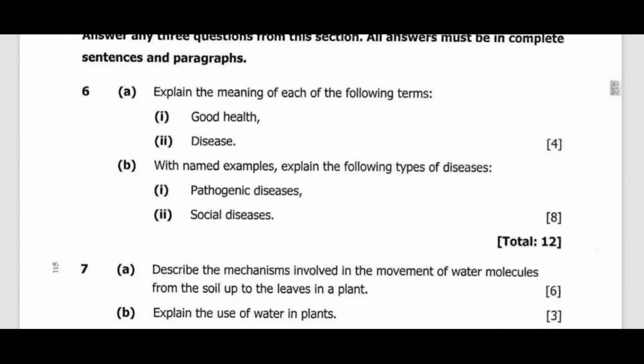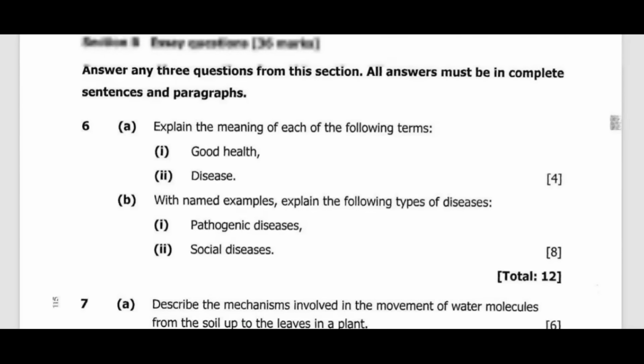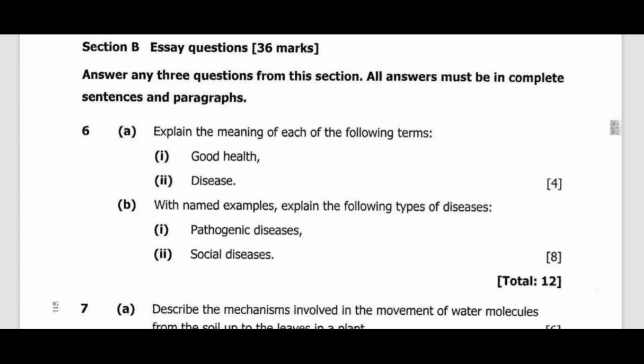Okay, so now let's move on to question 6. So under section B, I just want us to have some discussion. So we'll discuss some of these, then you can put them into paragraphs. So answer any 3 questions from this section. All answers must be in complete sentences and paragraphs. Okay, so let's look at the first question. Let's say you want to select question 6. So question 6, we have A and B. Explain the meaning of each of the following terms.